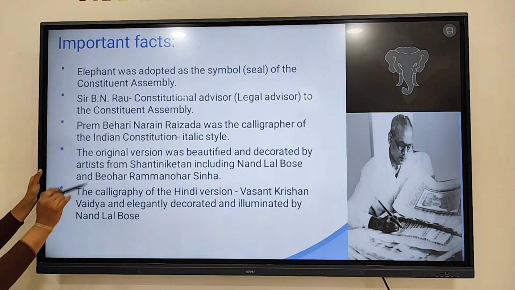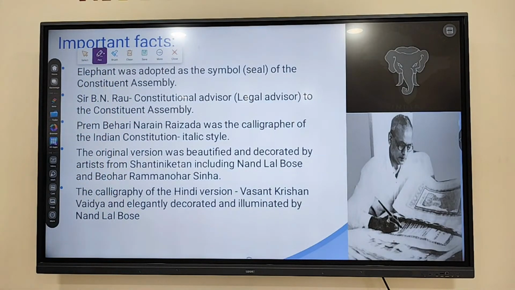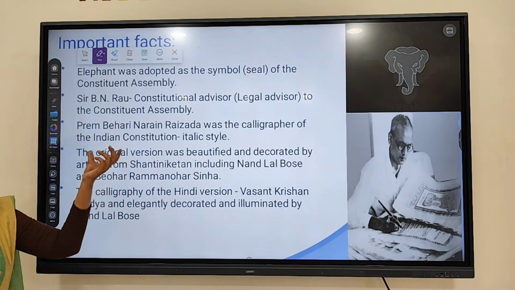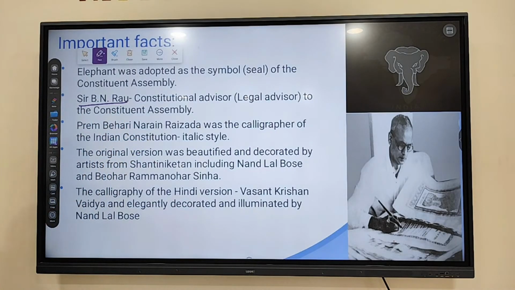Concentrate here. Just as rich people have a family lawyer, in the same way there was a legal advisor. The legal advisor for the Constituent Assembly was Sir B.N. Rao. Okay.